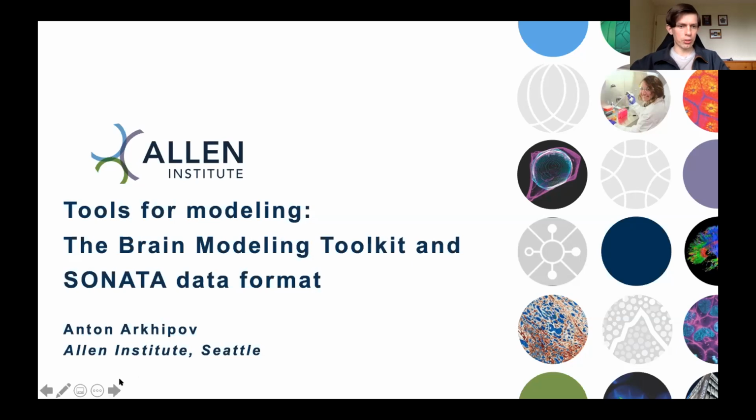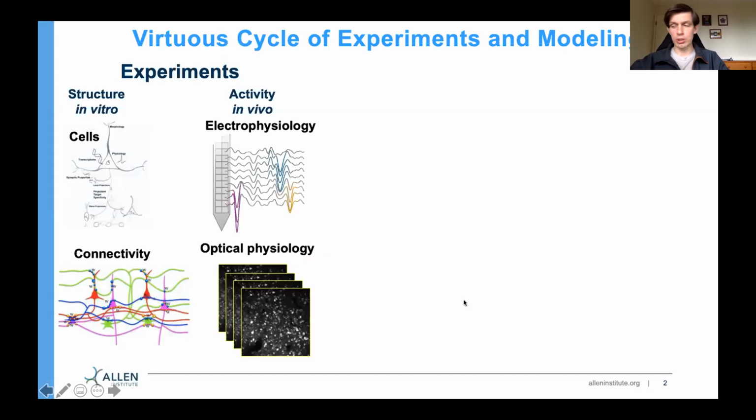So let me start with a bit of a motivation for this work. And the motivation is basically that we want to establish and support a virtuous cycle of experiments and modeling. So especially it's important here at the Allen Institute, but it's a sort of an approach that is important for the whole of computational neuroscience, where what we want to do as researchers is to integrate different types of experimental data into models that will then make predictions.